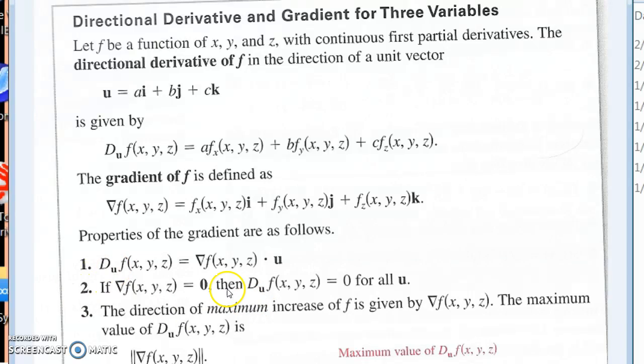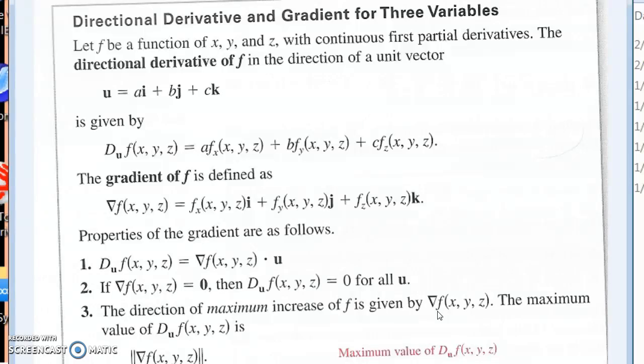Just like the gradient for two variables, we have that the directional derivative is given by the gradient dot product the direction vector u. And so if the gradient vector is the 0 vector, then no matter which direction you are going, the directional derivative will be 0. So then the direction of maximum increase will be given by the gradient of a function of three variables.